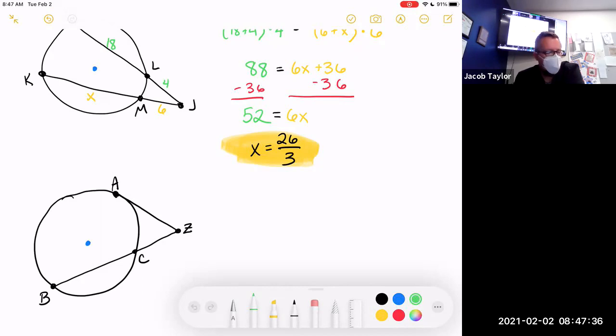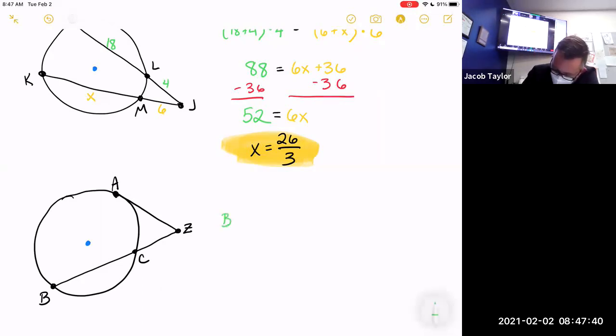So this one, the secant still looks the same. It's the entire secant segment, BZ, multiplied by the outside piece, which is CZ. I shouldn't call it the little piece because it's not always the small one, but it is always the outside one. Equals, now there is no inside piece and outside piece for a tangent. The whole thing's outside. So the other side of this one is just that piece times itself. So you can do AZ times AZ, or you can do AZ squared.